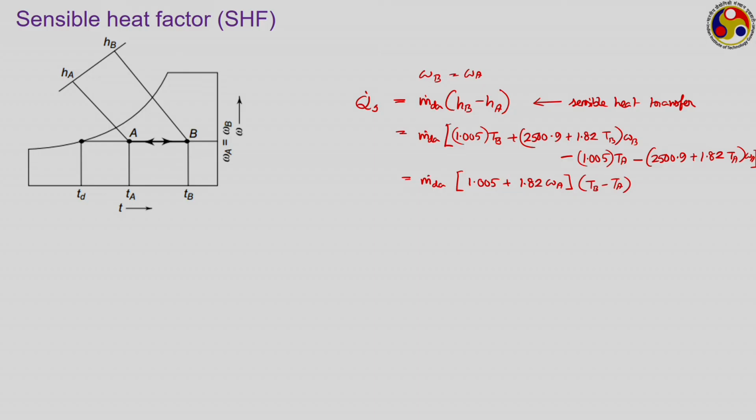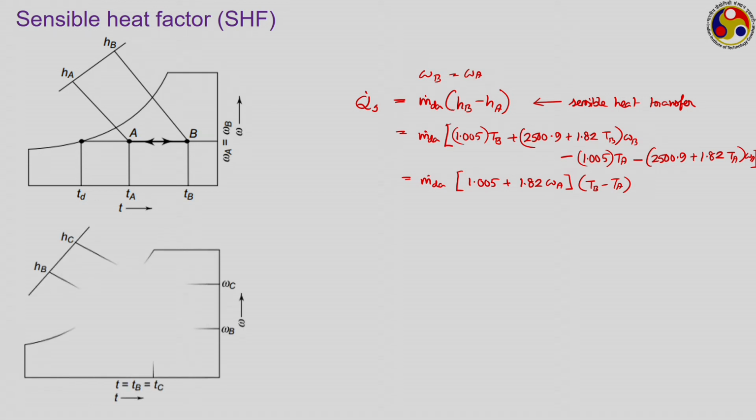So this way we can calculate the total amount of sensible heat transfer involved in this sensible heating or cooling process. Of course, the sign of T B minus T A will depend upon the direction of the process. Now, what about this particular process? No change in temperature, but change in specific humidity. So it is a humidification or dehumidification process. B to C is the humidification, C to B is the dehumidification process. Here there is no change in temperature, so we have T B equal to T C.